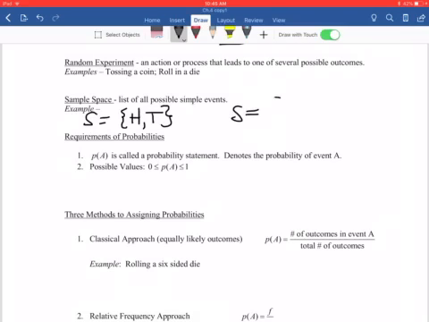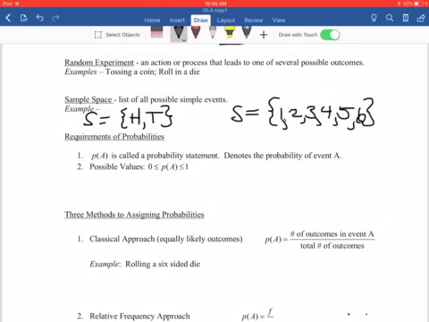Our sample space for rolling a die, what are our possible outcomes? 1, 2, 3, and we have to list them all out. We just don't say 1 through 6. Sorry, it's hard to do with this pen here. 4, 5, 6. So we list the sample space, everything out. Later on, we'll do a probability tree where we can show you how to list a sample space when we have more complex experiments.